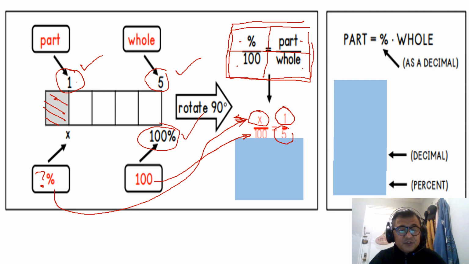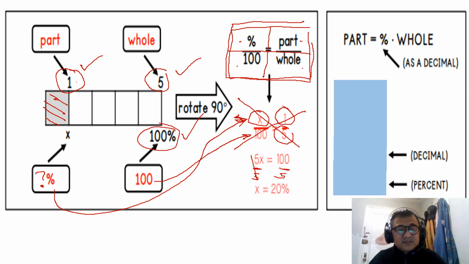Now, to solve for a missing value, there are different ways to do this. Okay, you could cross multiply. That's 5x, 5 times x, and then 100 times 1 is 100. Divide by 5 on both sides. That cancels out. And x is equal to 20%. See, I used a proportion.